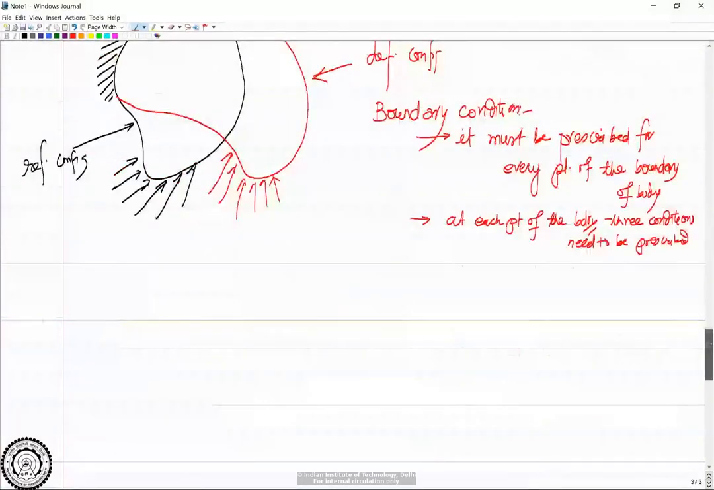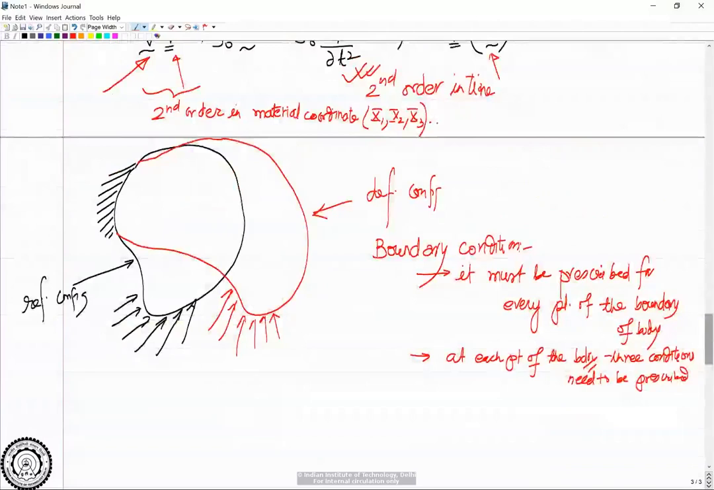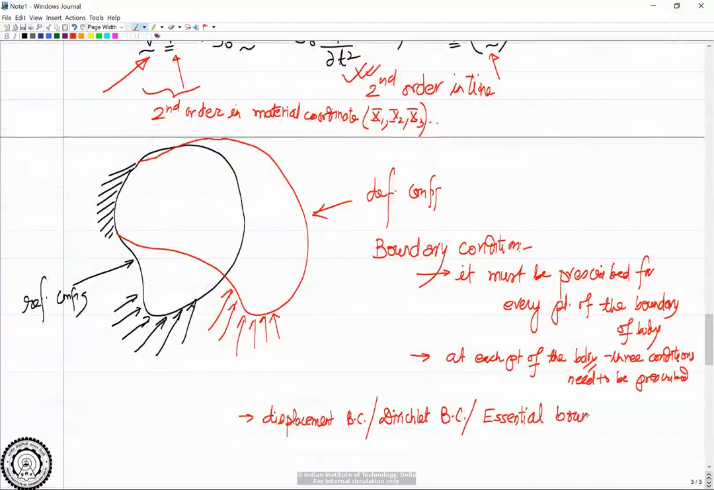And two of the usual boundary conditions: the first is what is called the displacement boundary condition, which is also called in mathematics the Dirichlet boundary condition. And in finite element they also say it's an essential boundary condition. The other one is what is called the force boundary condition.